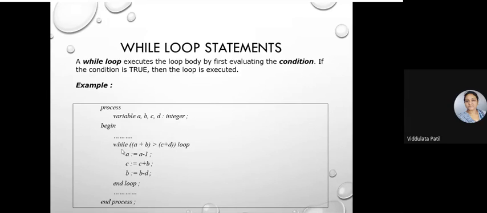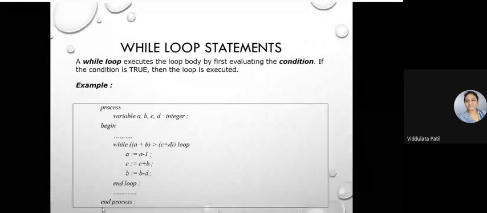Okay, so let us have these equations: while A plus B is greater than C plus D, then loop: A is A minus 1, C is C plus B, and B is equal to B minus D. Okay, and then end of loop, and then there may be certain other equations, and after that there is end of process. That means this is the while loop.